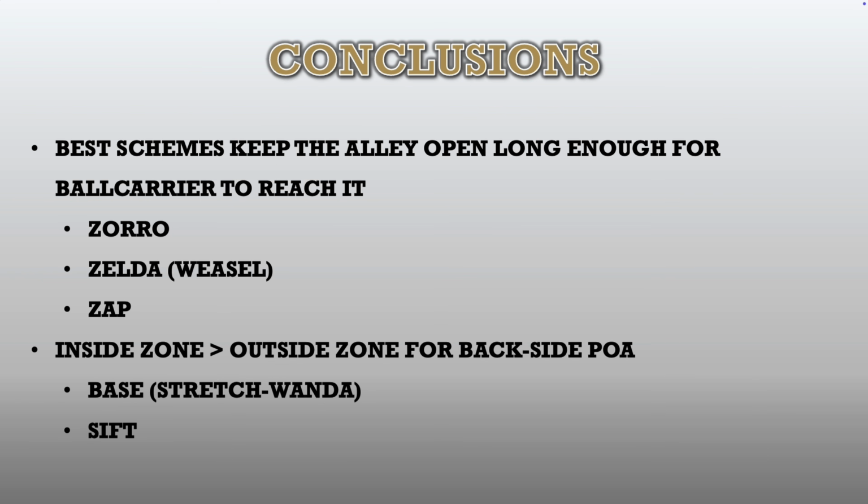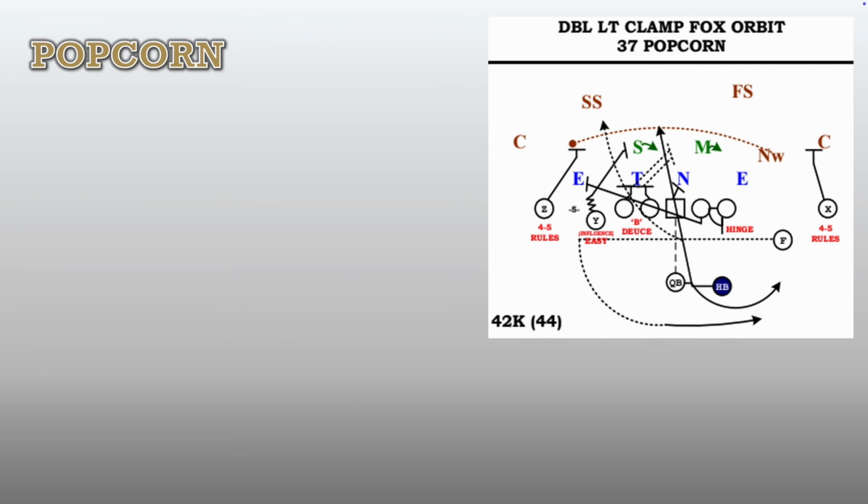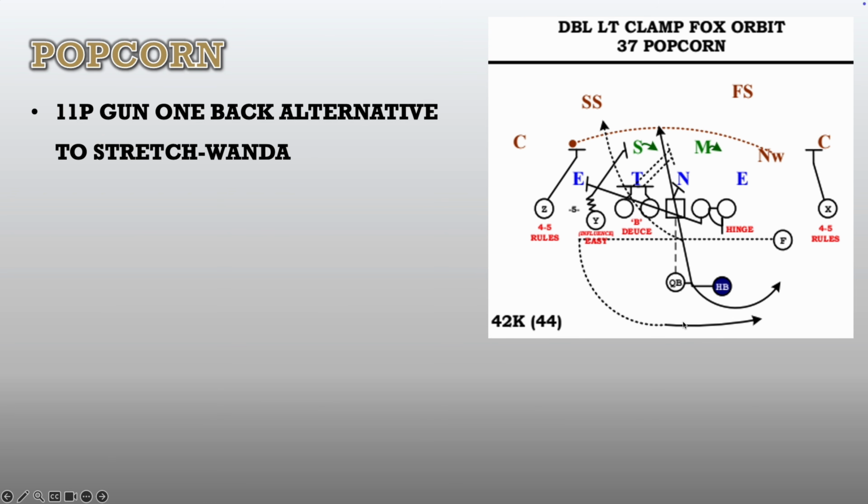Outside of 20, if you consider Y off 11 personnel to be 20 personnel, not a ton of personnel groupings that are very common. So I do want to show an alternative run scheme to outside zone that is a lot more 11 personnel friendly, and that's popcorn. So popcorn is what they call long trap. It goes with pop, which is their one back power, and you can see a diagram of it here on the right. It's an 11 personnel shotgun, one back alternative to stretch or Wanda.